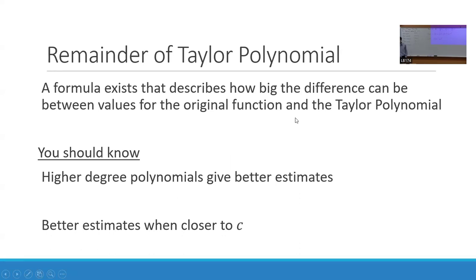There is a formula that tells you how much of a difference there can be between the original function and Taylor polynomials. I don't need you to know this formula. All I want you to know is the 2 things I've said. You get better approximations when you're closer to the center. The further you are away from the center, the worse the approximations get. And the higher degree polynomials give you better approximations as well.